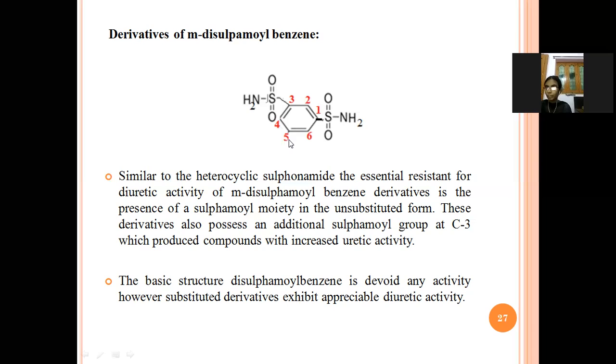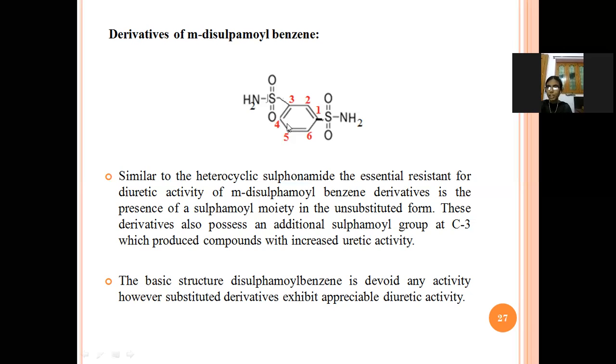In the fifth position, if a chlorine atom is there, it will decrease the activity. And in the sixth position, if an amine group is there, it has more activity, and it can easily remove the sodium and chlorine atoms from the urine. So I will explain it again.